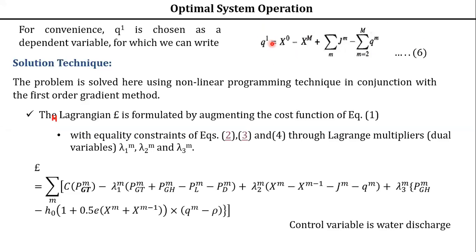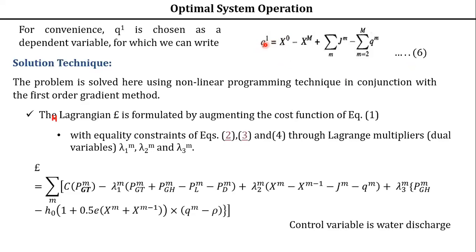What is this Q1? It is your dependent variable. Just now I said that over a week, 0 to 1 is the first subinterval, 1 to 2 is the second, 2 to 3, 3 to 4, 4 to 5, 5 to 6, 6 to 7. These are the subintervals. Out of these, the water discharges during all these subintervals are independent variables, except one, which is your dependent variable. That one is your Q1, in equation 6. So how to get Q1?